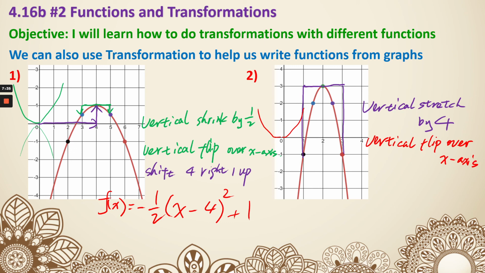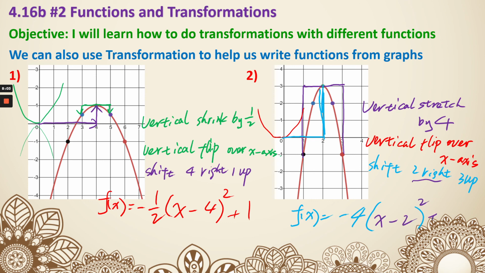And then we have lastly the shift. It's 2 to the right, then 3 up. So shift 2 right, 3 up. Let's write the final function f of x. Stretch by 4, so 4 in the front outside the parentheses. And it's a vertical flip, so a negative sign in the front. And then it is 2 to the right, so x to the right is minus 2. Don't forget the square. 3 up is plus 3. That's the final answer for that.